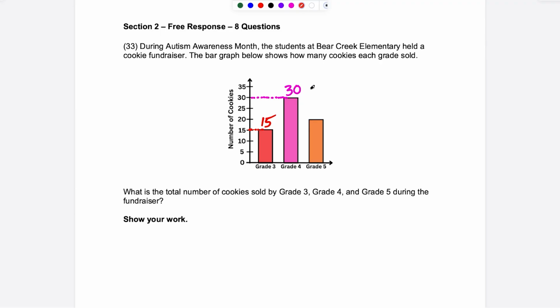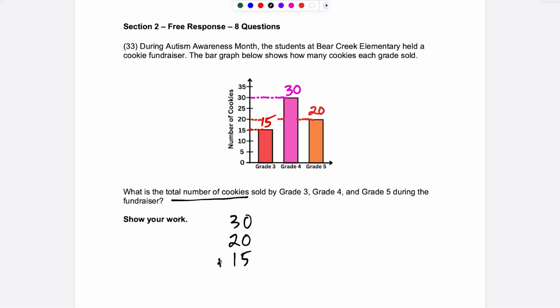And then finally for grade 5, this one we have to go really far, but we're going across like this. And see how if we just go straight to the left like this, we're going to be lining up with 20. Okay, so grade 5 sold 20 cookies. So now what we have to do to find the total number of cookies, we're just going to add these 3 numbers up. Okay, so we're going to do 30 plus 20 plus 15.